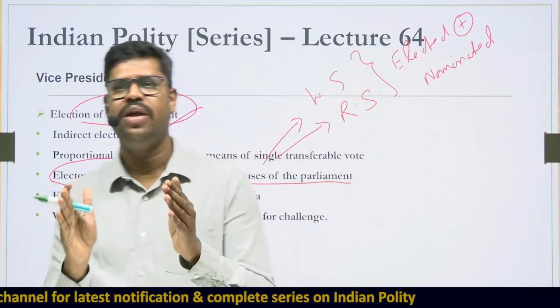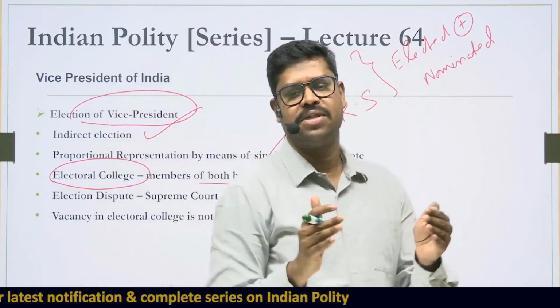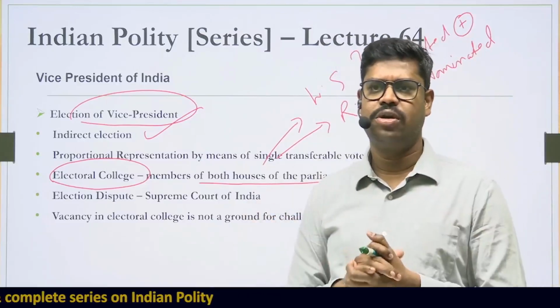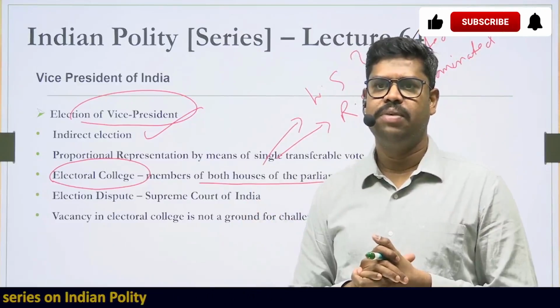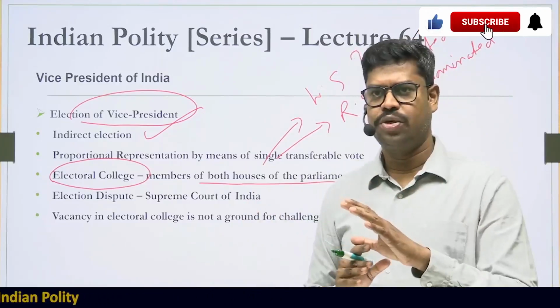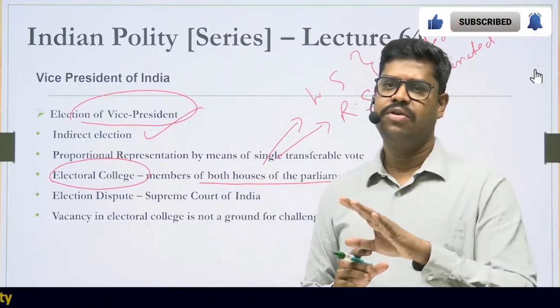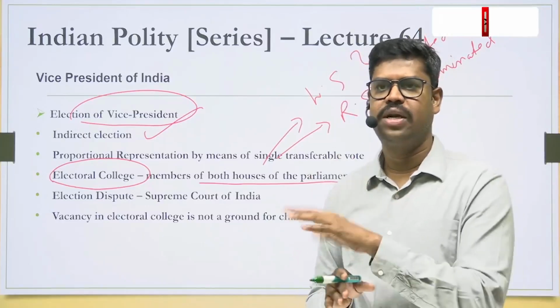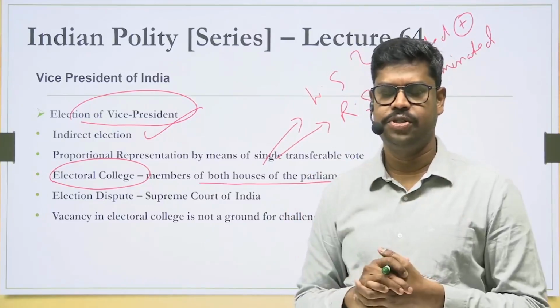So the electoral college, because it is having only the members of the parliament, the Constituent Assembly did not make any distinction as to what is elected and nominated members. So both will have the right to vote. That means all the 543 members of the Lok Sabha, 245 members of the Rajya Sabha, both elected and nominated, will be part of the electoral college.